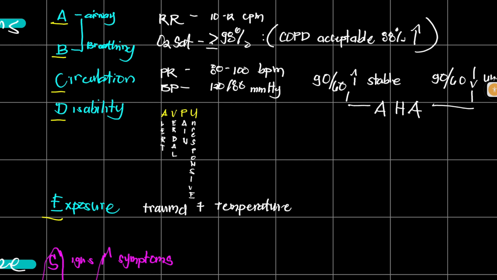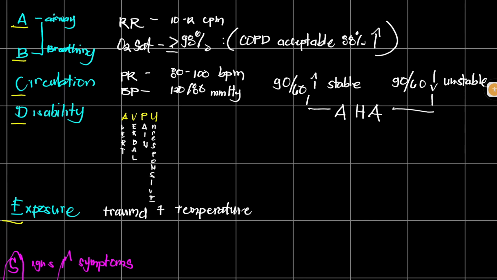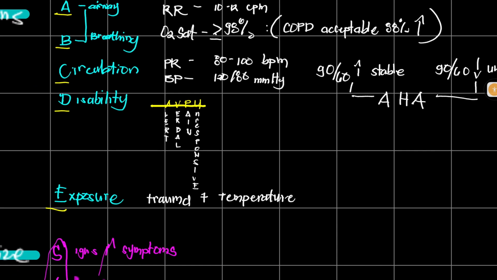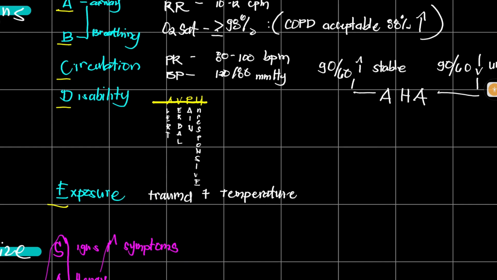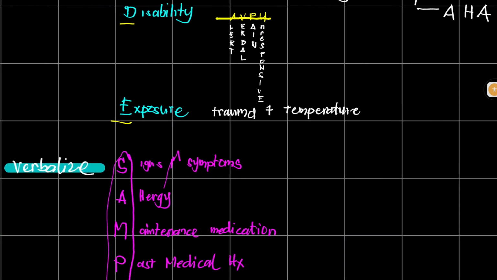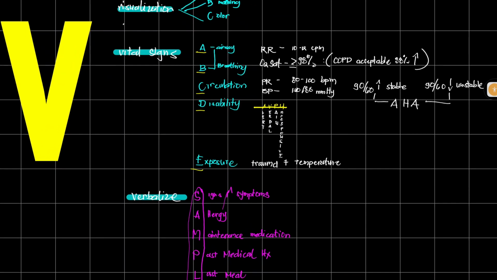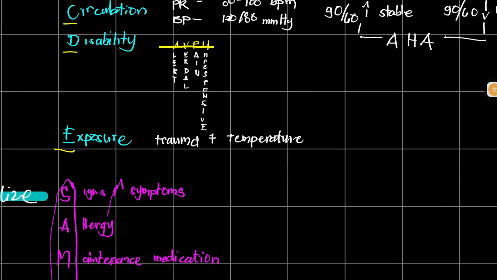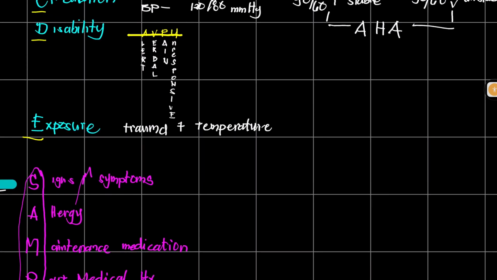Disability. What are you going to check? You're going to remember this acronym, AVPU. A stands for the alertness of your patient, then verbal, pain, unresponsiveness. AVPU, disability. Then you will check the exposure, which is still part of your vital signs, A, B, C, D, E.